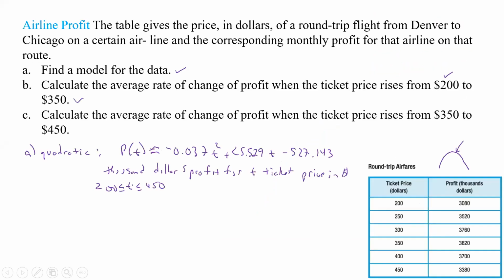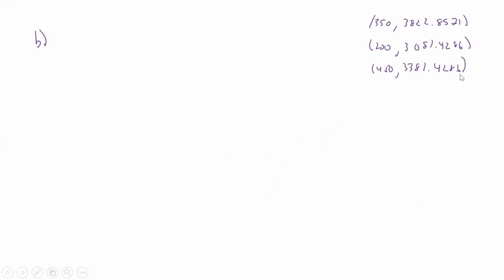So I guess we can make a table over here. So we'll have 350 comma 3822.8571. That's going to be 1 point. We have another point, the 200. That was 3081.4286. And then we had the 450, and that was 3381.4286 as well. And see, 3380, 3381.4286.